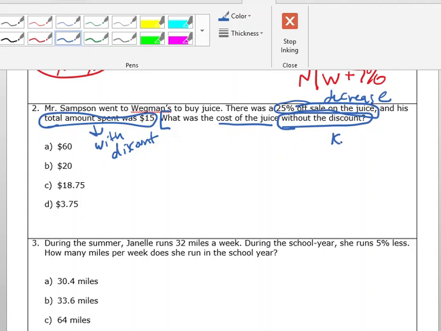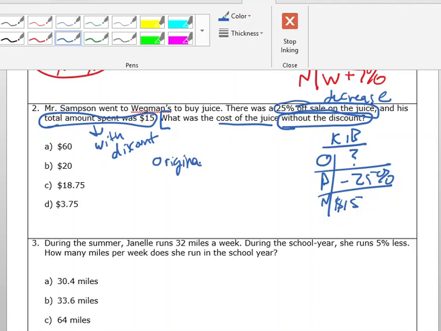Okay, so for my KIB, my OPN here, original, percent change, and new. The original is what I don't know, so that's my question mark. My percent change was minus 25%, and my new price was $15. That's what he paid. So I'm going to go original times percent change is equal to the new price.